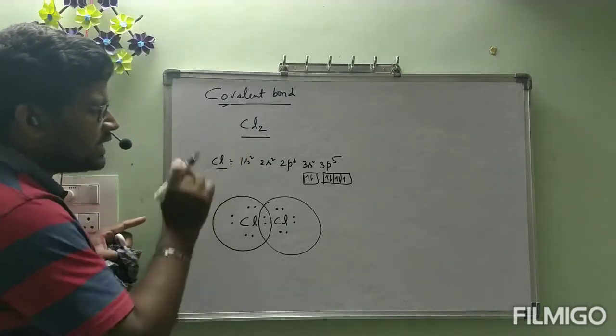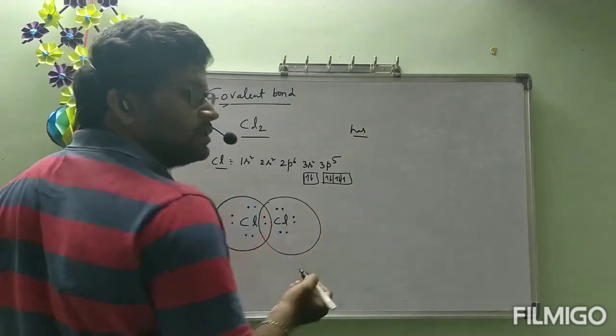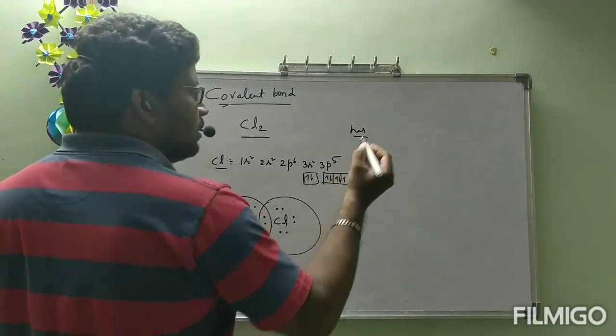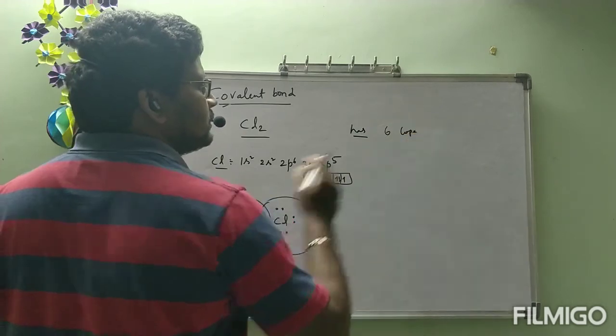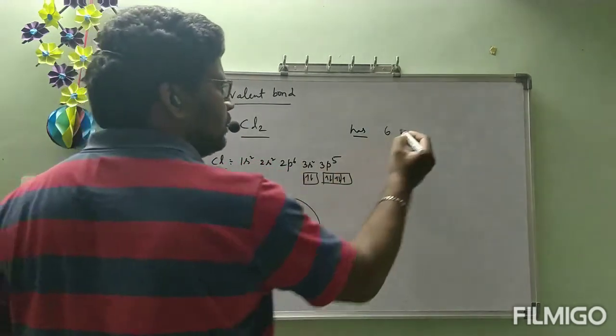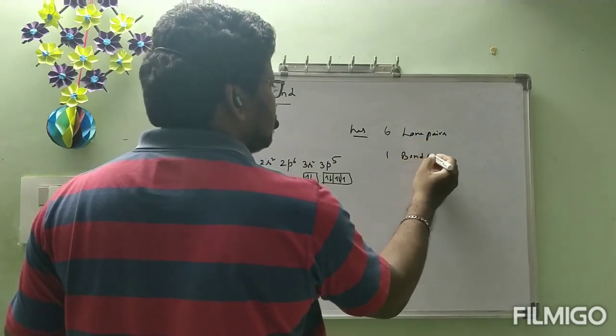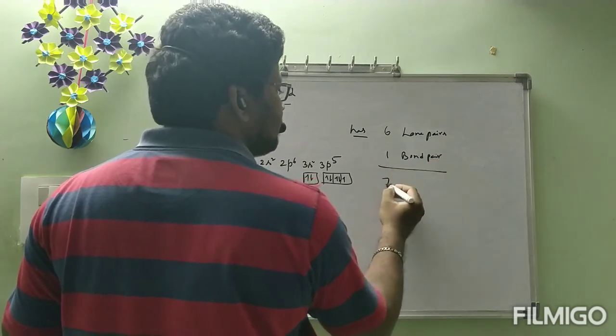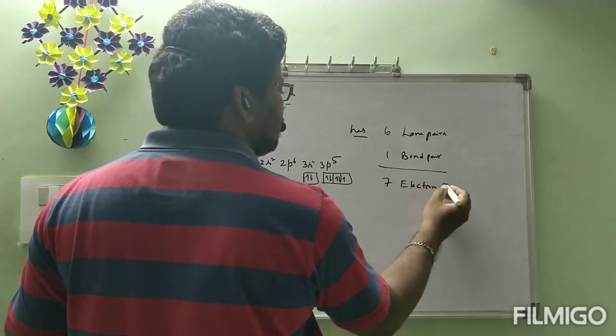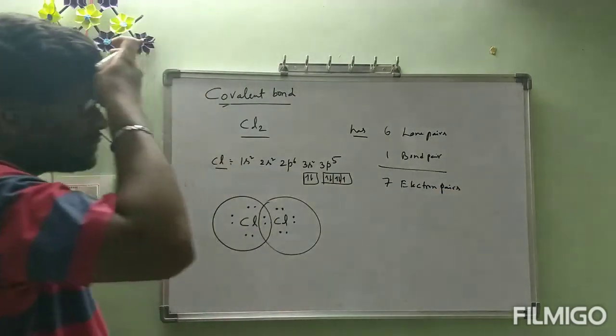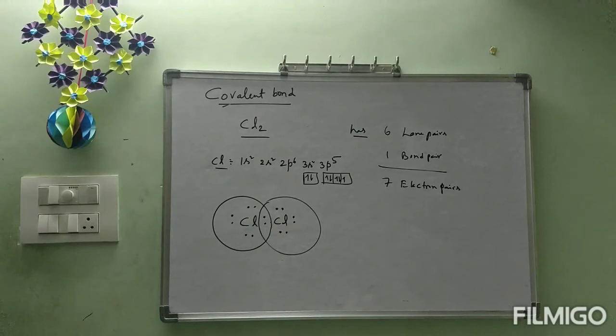Even Cl2 has 6 lone pairs and 1 bond pair. Total 7 electron pairs. After the formation of the bond, Cl2 has 7 electron pairs: 6 lone pairs and 1 bond pair. Okay, this is one more example, Cl2.